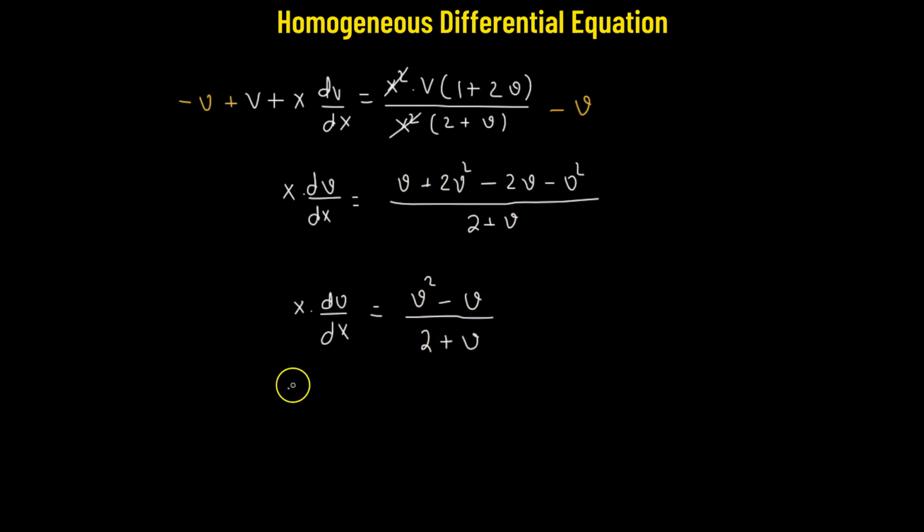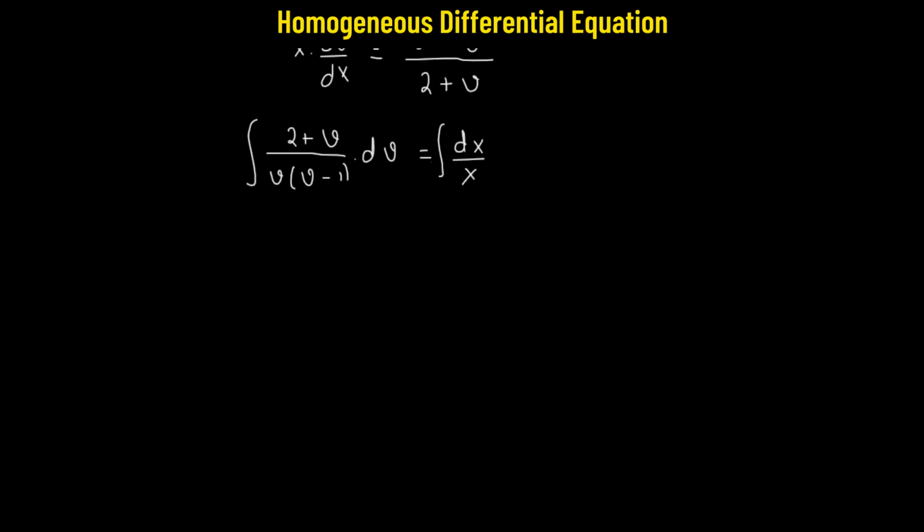Now we can separate the differentials to get 2 plus v divided by v squared minus v, which can also be expressed as v times v minus 1, multiplied by dv, and this equals dx over x. So that means we have successfully separated the differentials. Now we can integrate both sides.